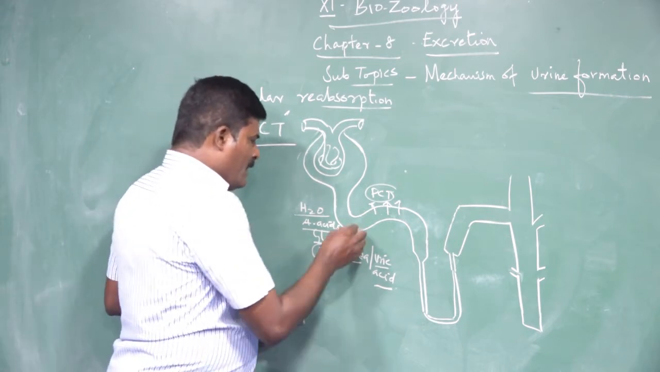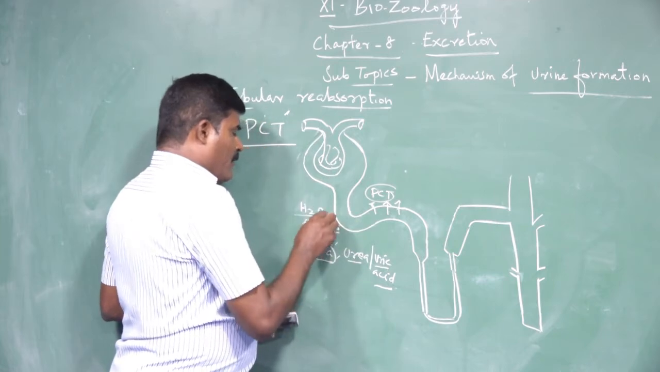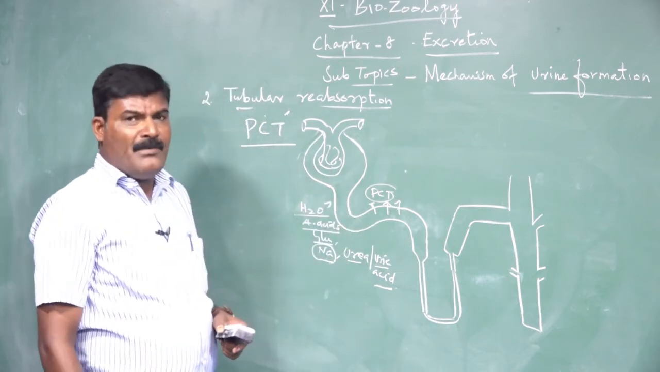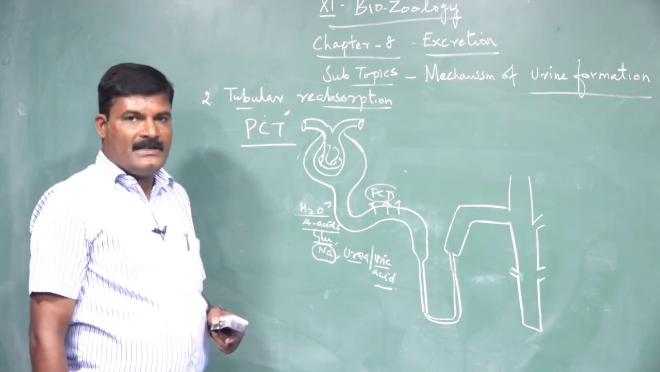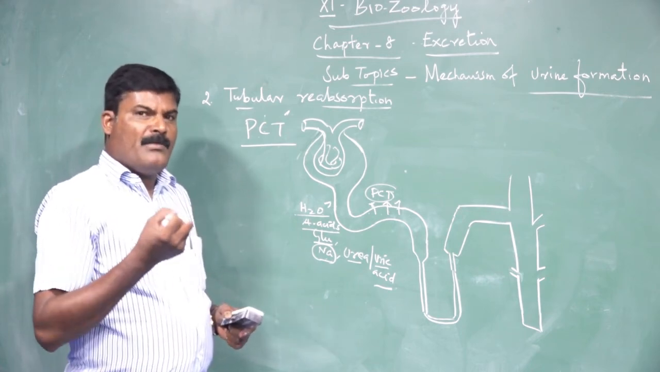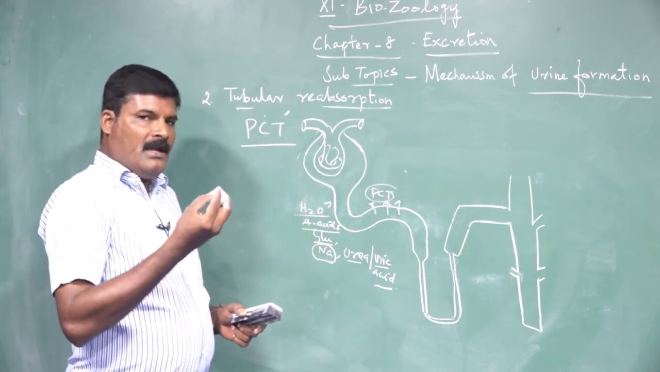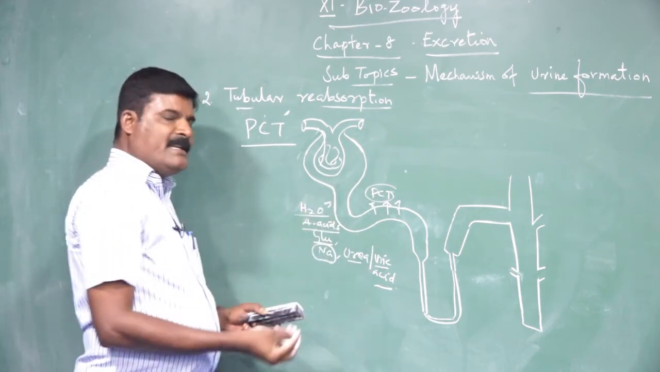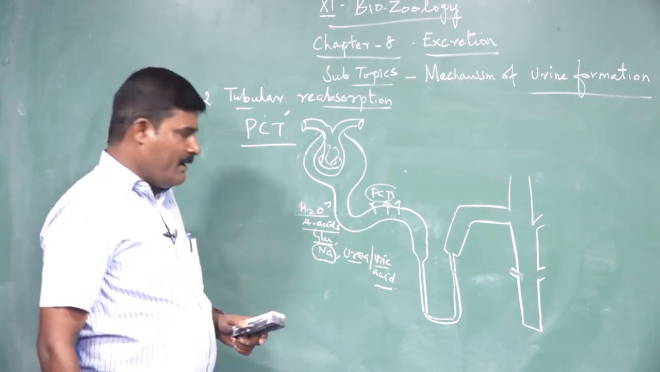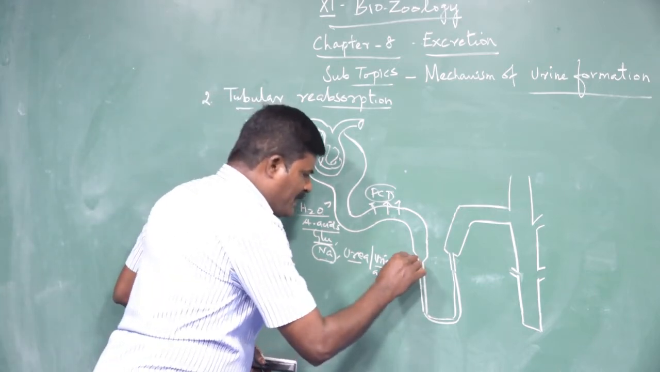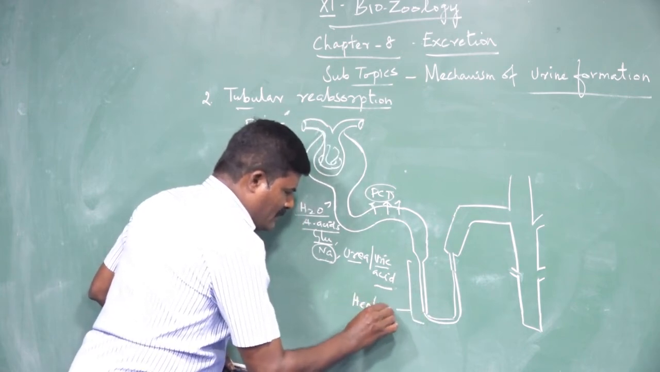Okay, the water is reabsorbed in the PCT, especially through water permeable channels called aquaporins. Aquaporins are nothing but water permeable channels. Permeability means the wall of the tubules easily absorbs or allows the substances. Okay. Next, the PCT is followed by Henle's loop, or the loop of Henle.